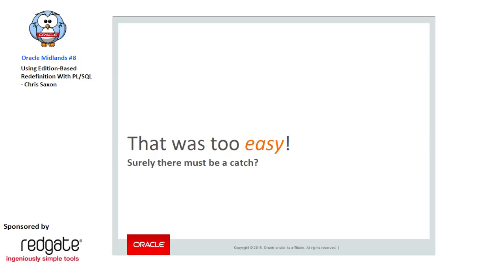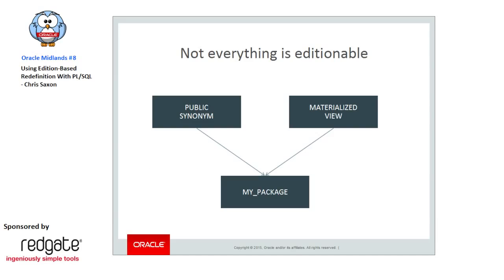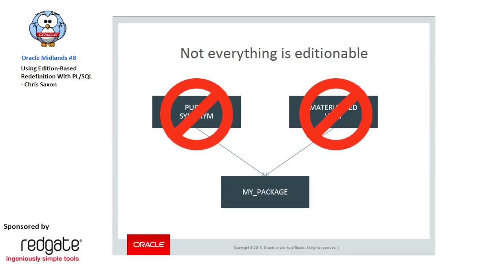There is quite a big catch, which I kind of alluded to when I mentioned about not being able to roll back editioning enabling your users. How many people here have public synonyms in their database? Yeah, quite a few of you. They'll be the first casualty of EBR.